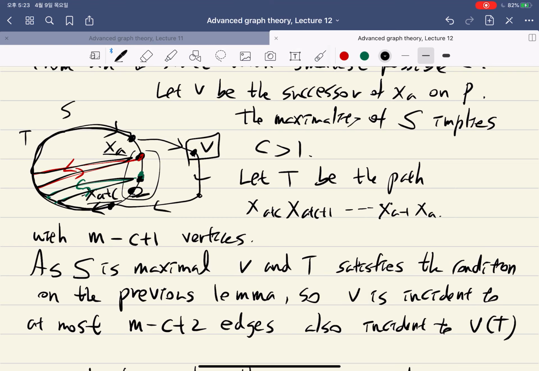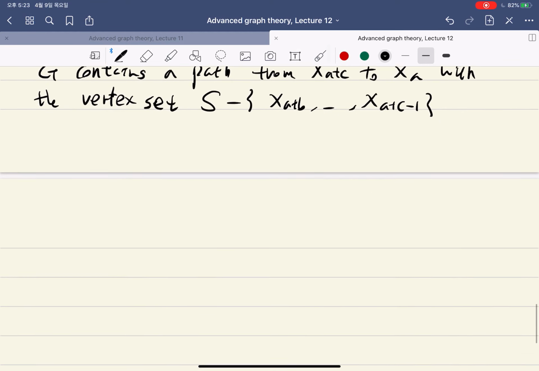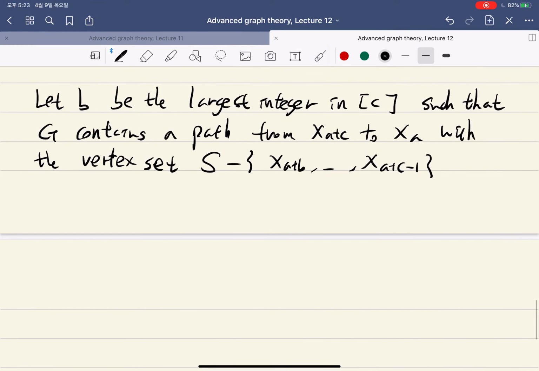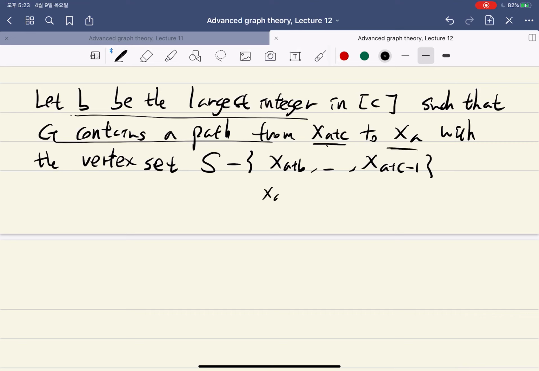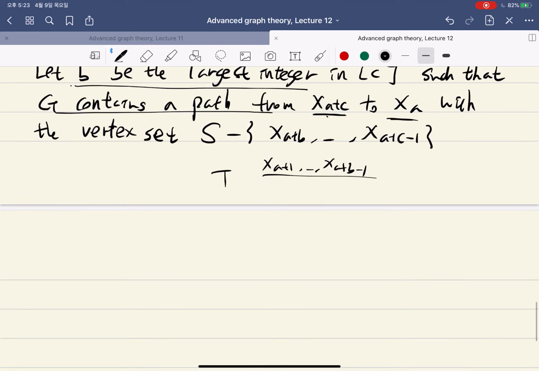And this one is the... not there. So let us take B to be the largest integer such that G contains a path from this vertex to this vertex, including all the previous vertices, x_{A+1} to x_{A+B-1}, as well as the vertices in T.